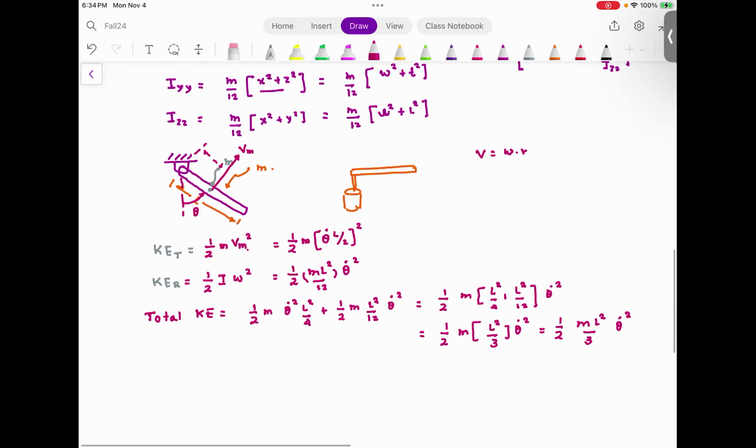I added both of those because please note the first part is theta dot L by 2, square it. So theta dot square L square by 4, and you have L square by 12 theta dot square. So you have 1/2 m theta dot square common. And then basically you added L square by 4 plus L square by 12, and that gives you L square by 3.